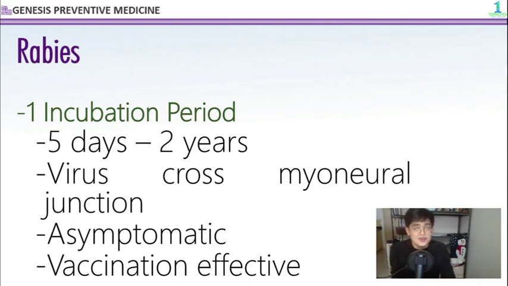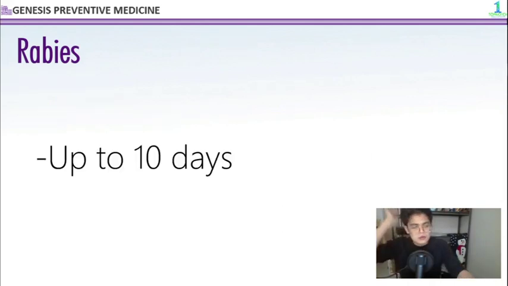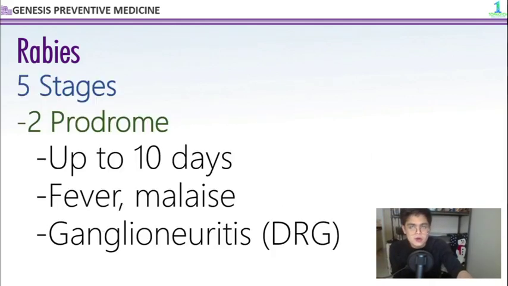Okay, so that's enough of incubation period. Next, 5 stages pala. So we now go to the prodrome phase. After however many days or years the incubation period lasts, we go to the prodrome phase, which lasts for 10 days and manifests as fever and malaise, which are typical of any systemic viral infection.